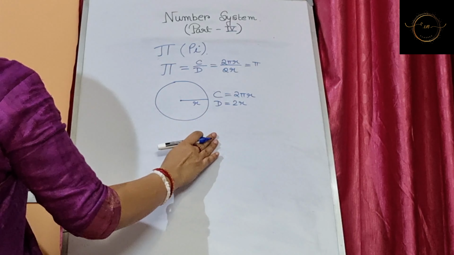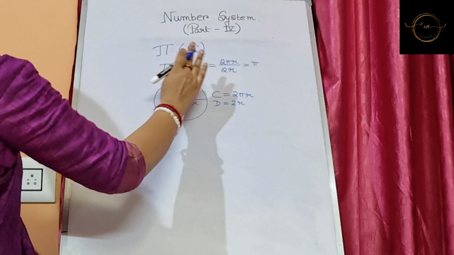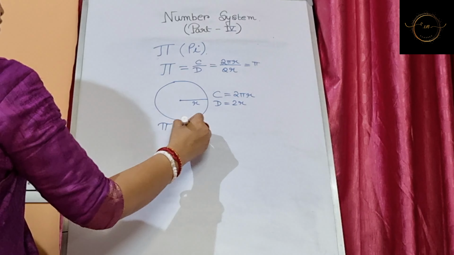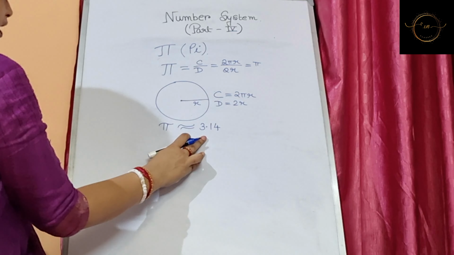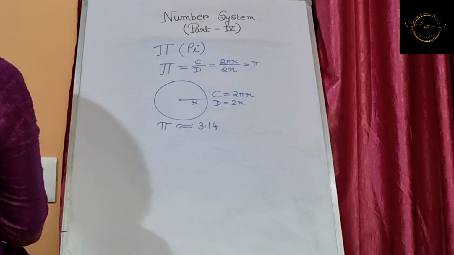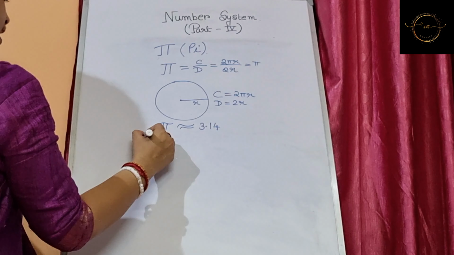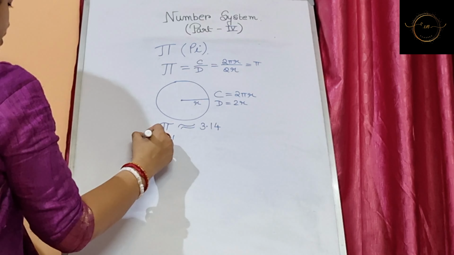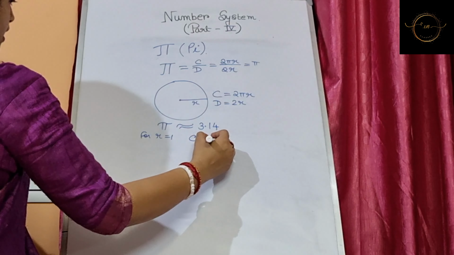If you put any value of radius of a circle, you will get the value of pi, which is around 3.14. This is an experimental value and this is proved. You can also do it on your own, at your home. Suppose you are drawing a circle of radius r equal to 1, so what will be the circumference of the circle?